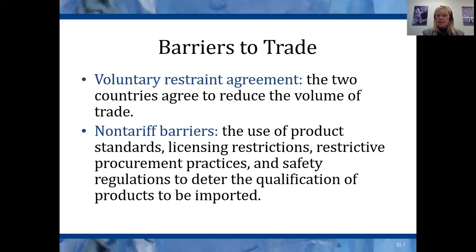can be just exactly what they appear to be. A few years ago, there was a case where toys were imported from China that used lead paint. Well, in this country, we don't allow lead paint on children's toys. So that was a true safety regulation. But sometimes trade barriers can be disguised as safety regulations, product standards, licensing restrictions, and so on.